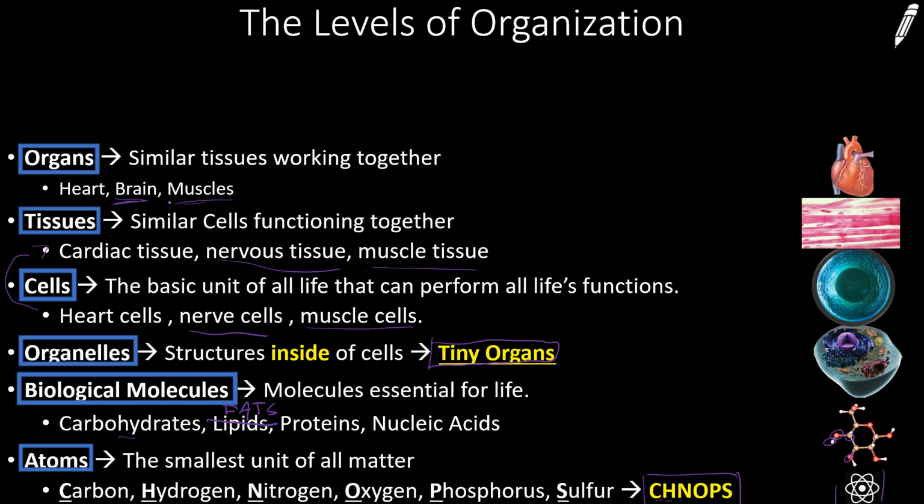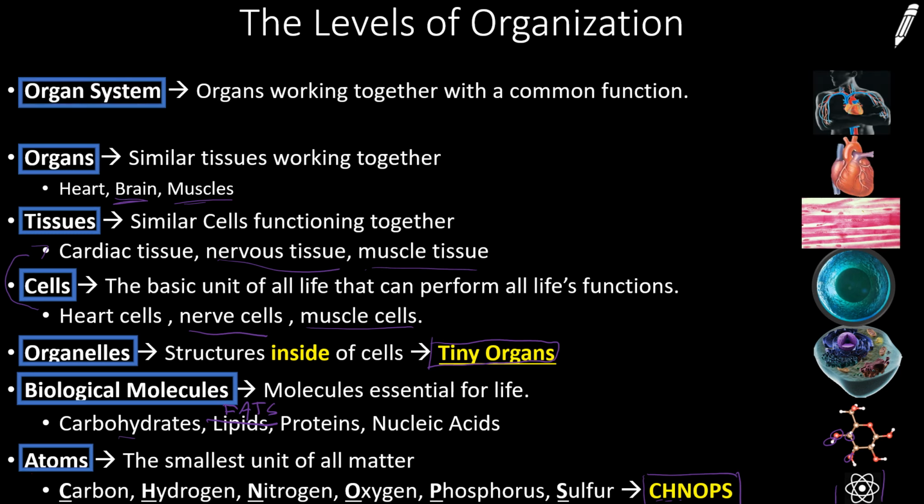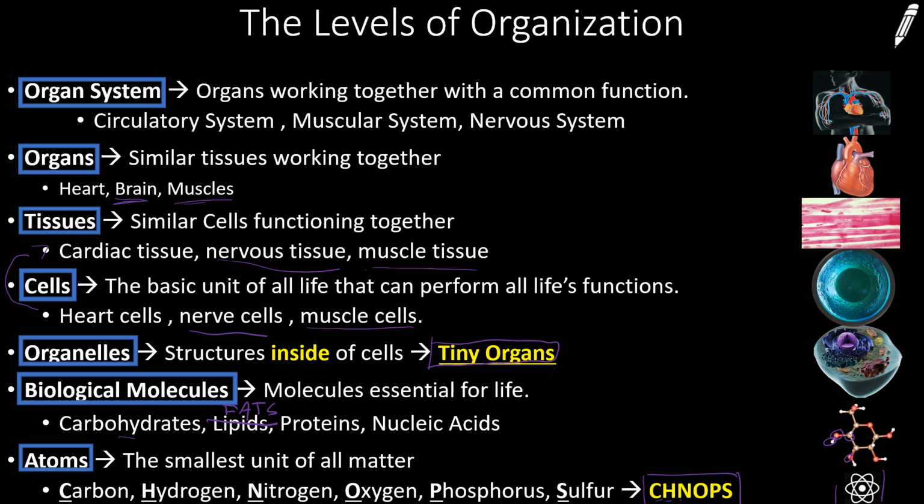Okay? Now if I take a bunch of organs, those organs are working together for a common purpose, that gives me an organ system. Okay? So the organ system is made up of different organs. If I take a look at your circulatory system or your cardiovascular system, that's your heart, but I would also be looking at your veins and arteries. Those are blood vessels that help your heart transport the blood and oxygen. Okay?